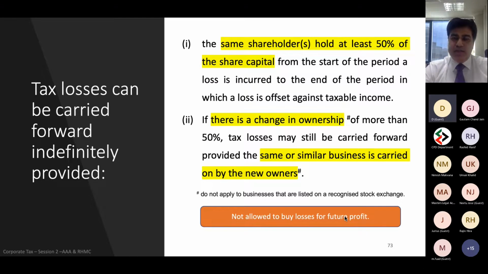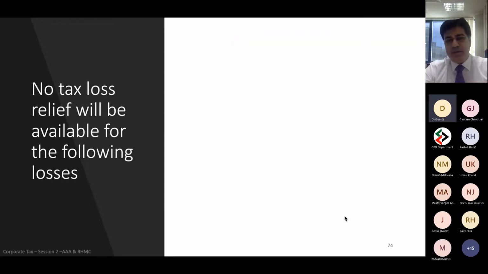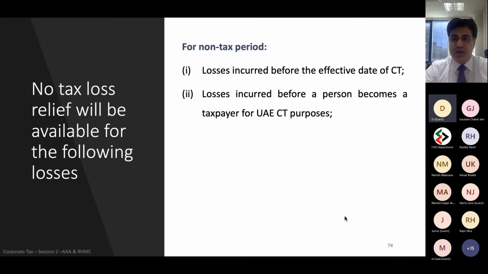Quite an interesting section, which aligns with various permutations seen in other parts of the world. Now, no tax relief will be available for the following losses, so you will not get a benefit. For the non-tax period, that means if losses are incurred before the effective date of corporate tax, corporate tax is not there, so why would you get a benefit of set off?